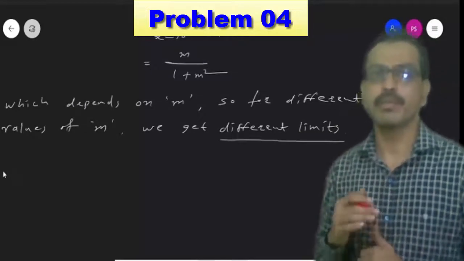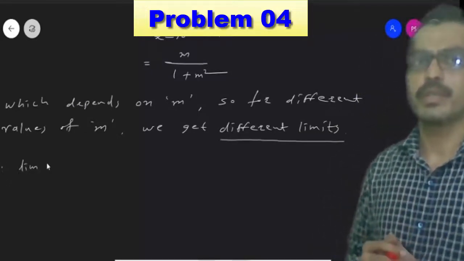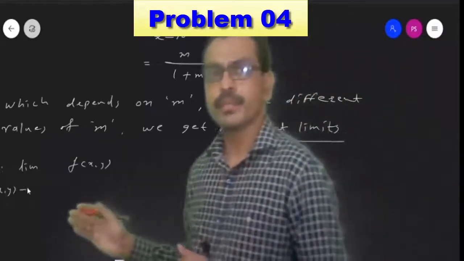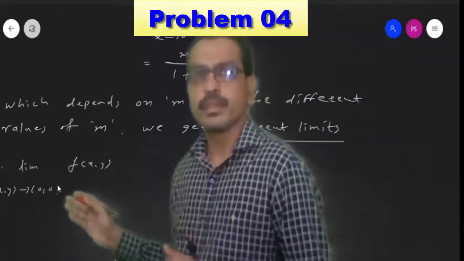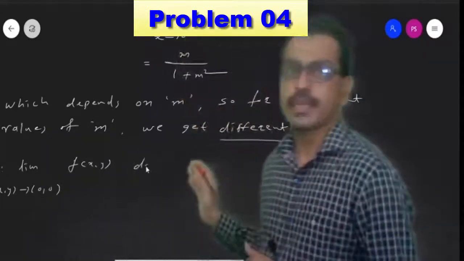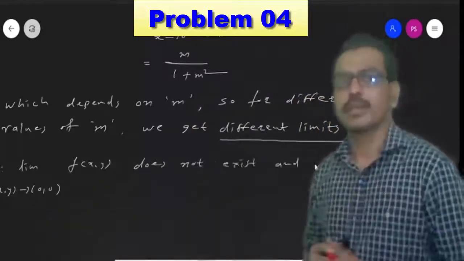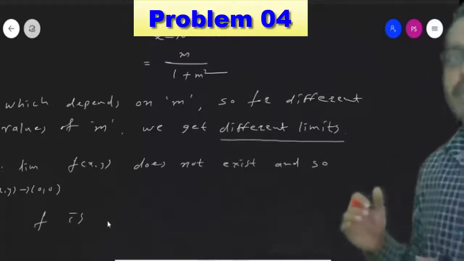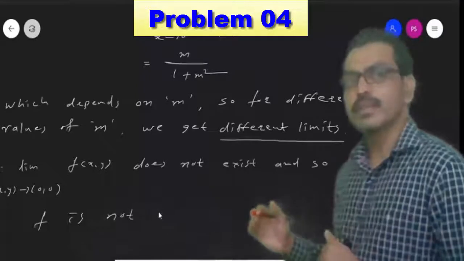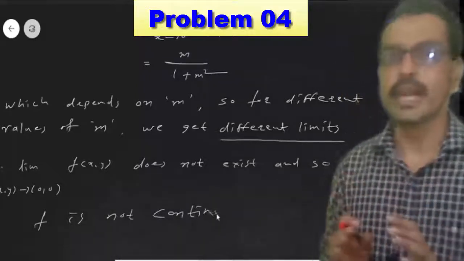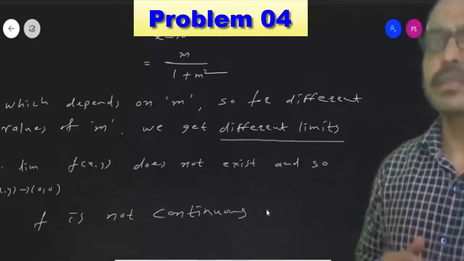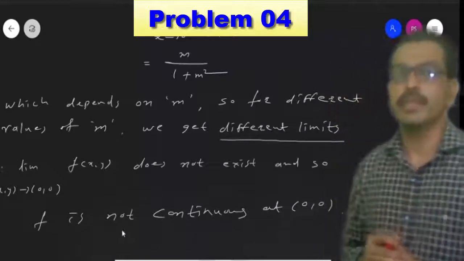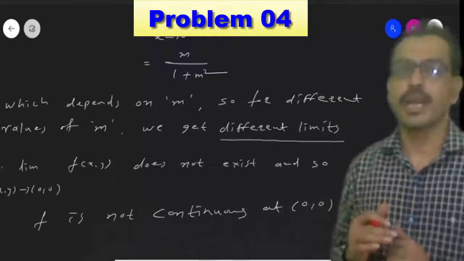Therefore the limit of the function f(x, y) as (x, y) tends to (0, 0) does not exist, and the function f is not continuous at the point (0, 0). Therefore we say that the function is not continuous at the point (0, 0).